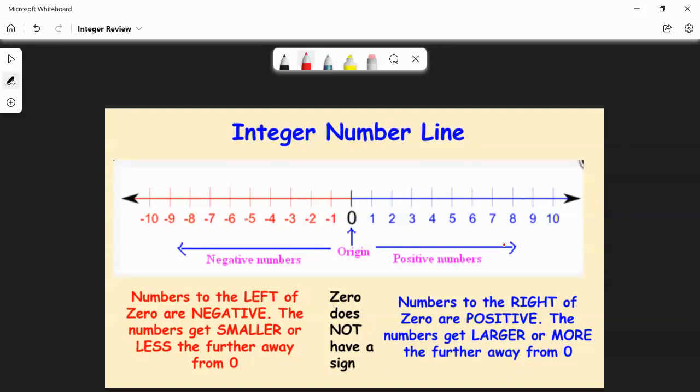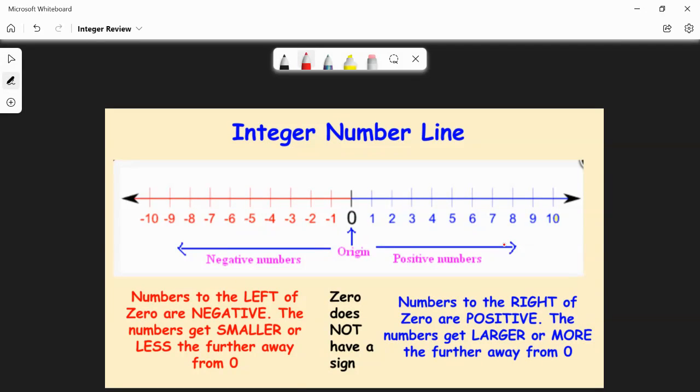The number line starts at 0. It's called the origin. We're used to that. Well, the number line here, 0 does not have a sign. 0 is neutral. It's in the middle. You've got your positive numbers on the right, your negative numbers on the left. And look what it says down here. Numbers to the right of 0 are positive. The numbers get larger or more the further away from 0. So the further you go away from 0, the larger they get. Over here, numbers to the left of 0 are negative. The numbers get smaller or less the further away from 0.